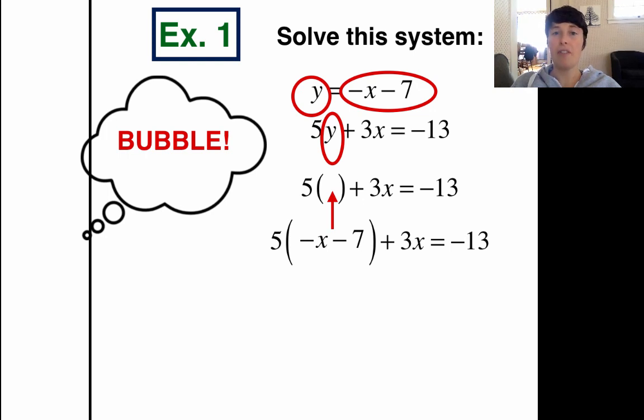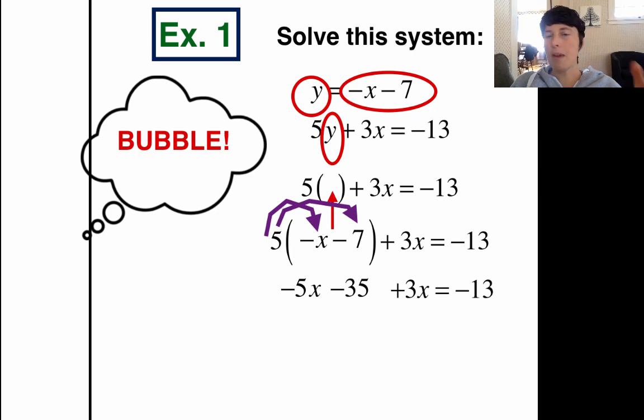And now I can solve for x. I see parentheses, I see distributive property, so I'm going to multiply that 5 in right away. I'm going to do 5 times negative x and 5 times negative 7. It's going to be a negative 5x and a negative 35. And then I still have all the other stuff, the plus 3x equals negative 13. Put my line down the middle, time to solve for x.